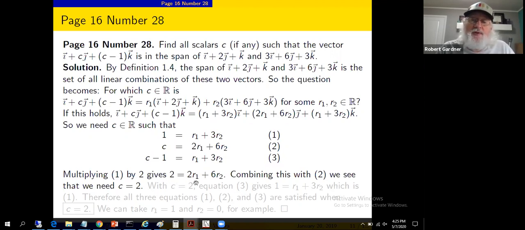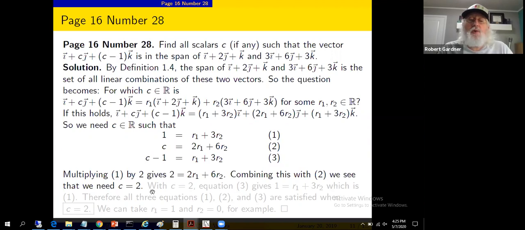So if we've got 2 equals 2R1 plus 6R2, by doubling this, and we've got C equals 2R1 plus 6R2, then C must equal 2. The left-hand sides must be equal. So we found that C equals 2. So if anything works, it's going to have to be C equals 2. But I don't know necessarily, even with C equals 2, that we can find R1s and R2s that satisfy these equations. So we need to do that next.